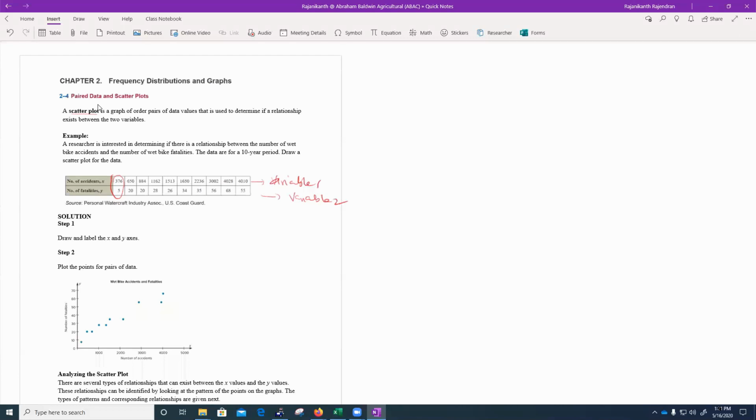So this is my first point. My second point has x value 650 and y value 20. That is this point. This is my third point, and so on. If you plot all the points, you will get the plot graph. This is called the scatter plot.